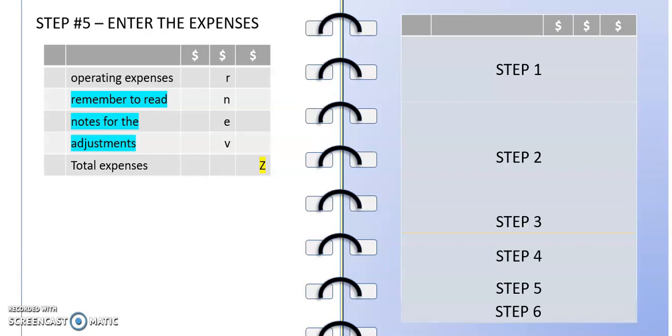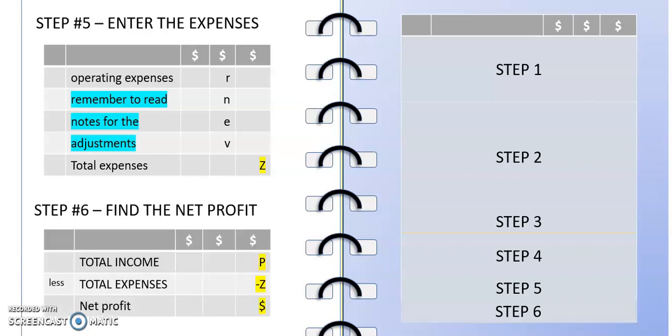Remember, those adjustments could be because the expense was prepaid, or it was accrued, or it's provisional, like provision for depreciation or provision for doubtful debts. So you have to make those adjustments. And once you've made those adjustments, you total up and you've got your total expenses. So from step 5, you move to the final step, step number 6, which is to find the net profit. Just like how you found the gross profit by taking away step 2 from step 1, you're going to find the net profit by taking away step 5 from step 4.